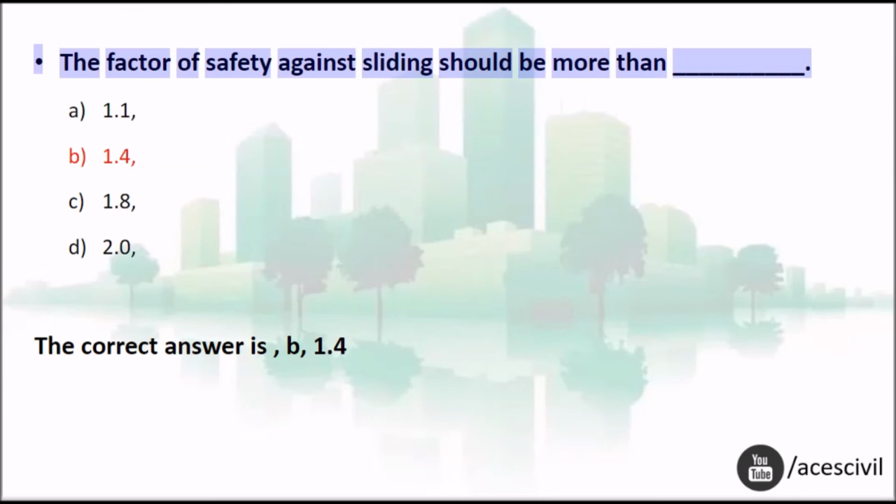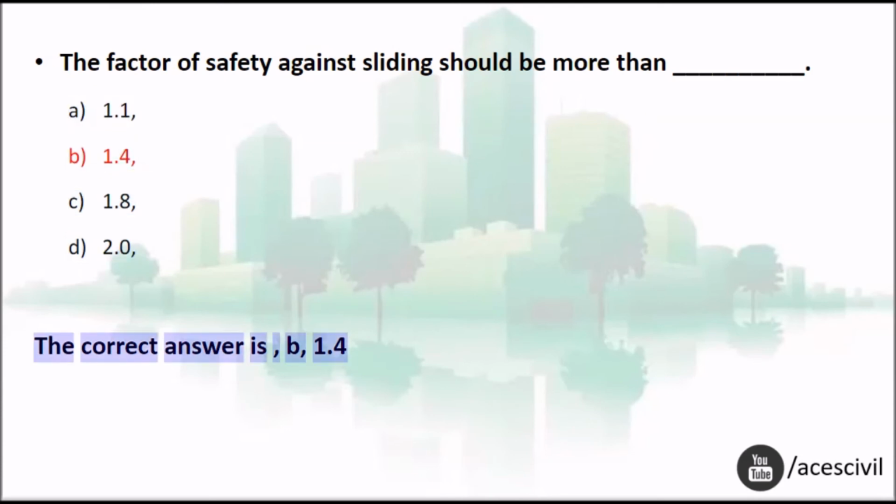The factor of safety against sliding should be more than A. 1.1, B. 1.4, C. 1.8, D. 2.0. The correct answer is B. 1.4.